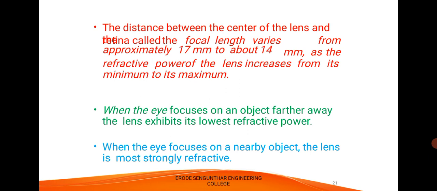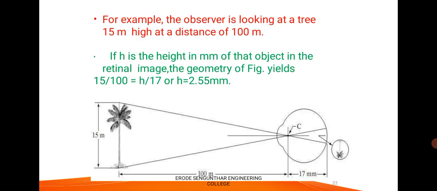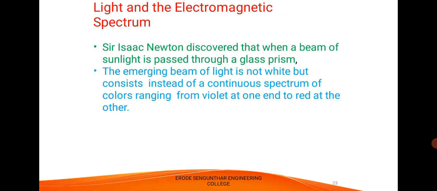When the eye focuses on an object farther away, the lens exhibits its lowest refractive power. When the eye focuses on a nearby object, the lens is most strongly refractive. For example, when an observer is looking at a tree 15 meters high at a distance of 100 meters, let h be the height of the image in mm. Then 15/100 = h/17, so h = 2.55 millimeters.